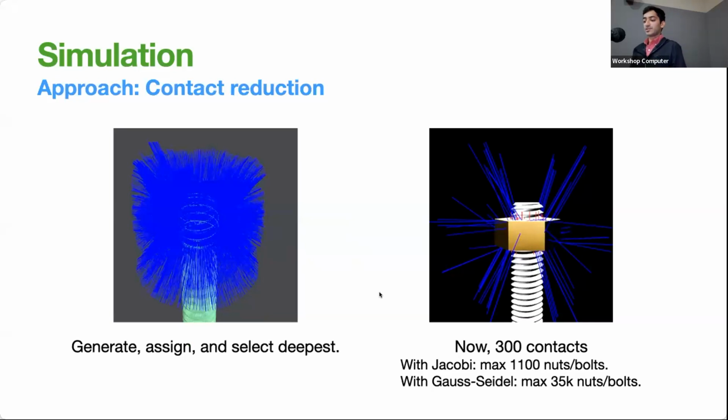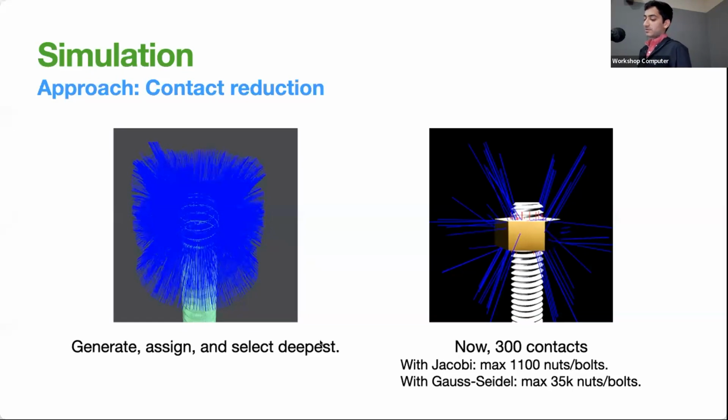An important realization is that you don't need 16,000 contacts for accurate physics. Thus, our second key strategy is reducing the number of contacts in a physically grounded way. Our strategy consists of 3 general steps. First, we use SDFs to generate contacts, as described earlier. Second, we assign new contacts to existing contact patches based on how similar their normals are. And third, for any unassigned contacts, we select the deepest ones and create new contact patches.